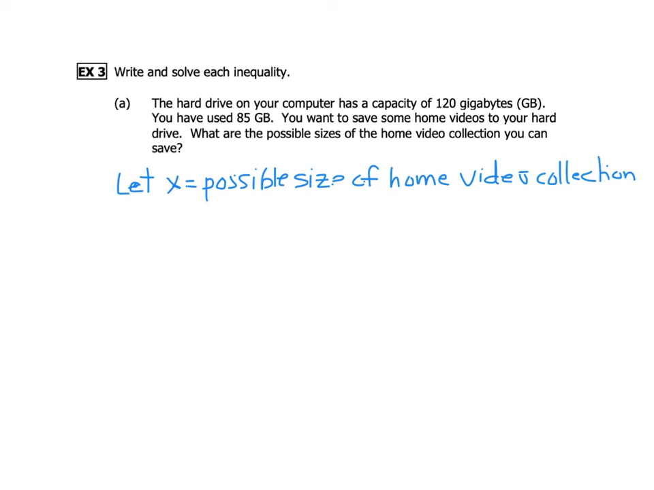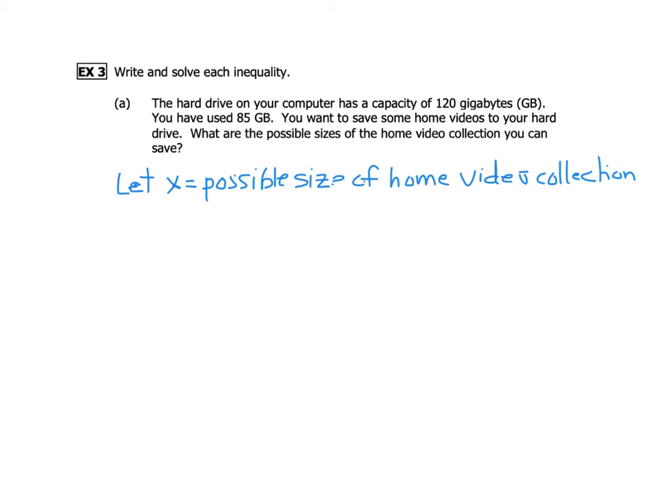All right, let's take a look at a story problem. It says the hard drive on your computer has a capacity of 120 gigabytes. You have used 85 gigabytes. You want to save some home videos to your hard drive. What are the possible sizes of the home video collection you can save?